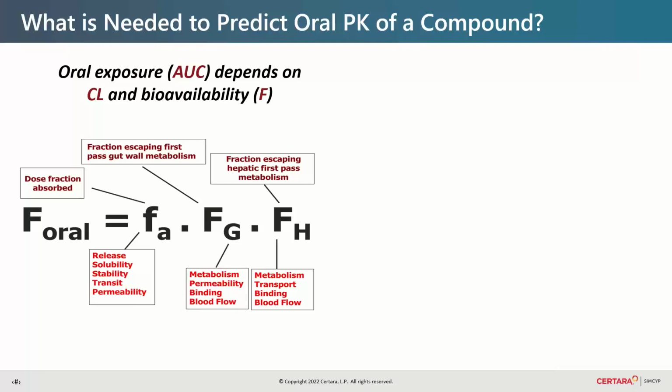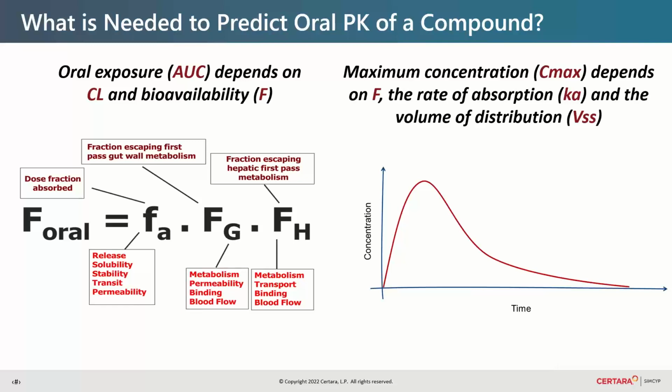So if we think about what we're trying to do when we're predicting the oral pharmacokinetics of a compound, what we want to have some idea of is the oral bioavailability. And to get to the bioavailability, we need to be able to predict the fraction absorbed, the fraction escaping metabolism in the intestine, and the fraction escaping first-pass metabolism in the liver. And in this presentation, I'll show you what tools we have available to make predictions for each of those parameters.